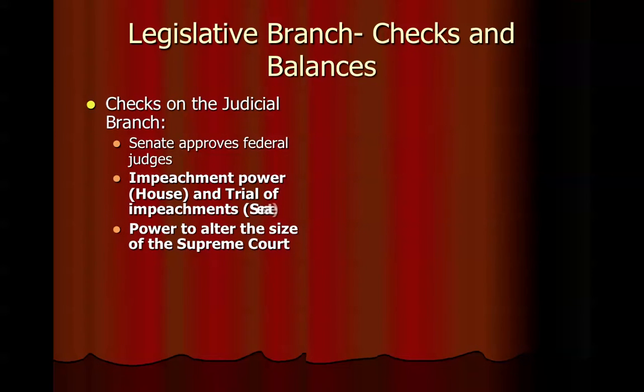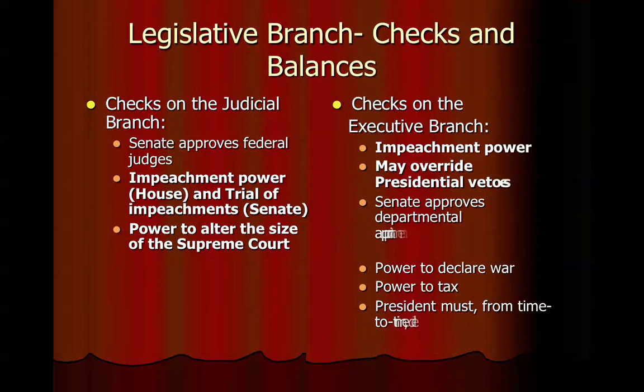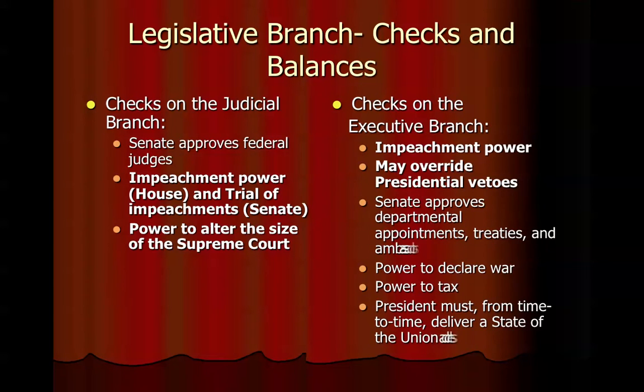Checks and balances. These are ways for the 3 branches of government to essentially check on one another to make sure that each branch is doing what they're supposed to be doing. Now, the legislative branch has checks on both the other branches, both the judicial and the executive. Here's how they do that. For the judicial branch, the Senate approves all federal judges. So if our President of the United States decides to appoint a new Supreme Court justice, that has to be approved by our United States Senate.